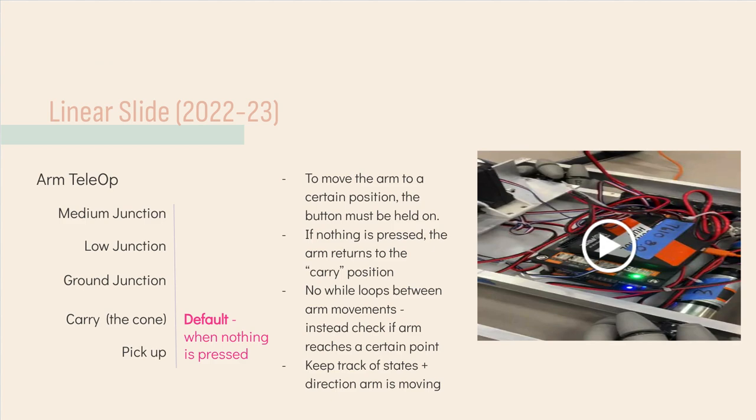This is a diagram of how a linear slide mechanism works. Its default position, or state 0, is the carry position, where no buttons are pressed. When different buttons are pressed on the remote controller, the linear slide will move up and down to different heights.